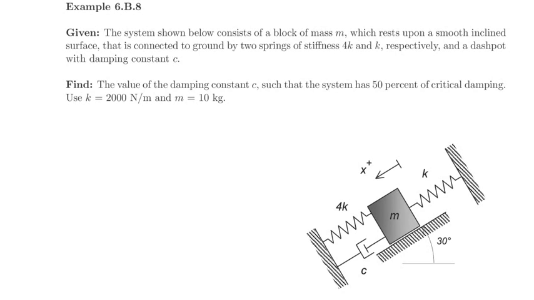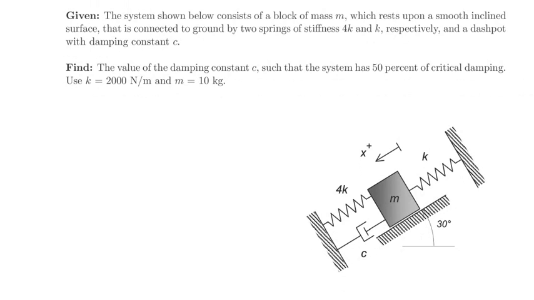Alright, well hello everybody. Here we have a simple mass spring dashpot system, and in this case the mass spring dashpot rides along a smooth inclined surface. And we're told that this block itself is connected to ground by two springs of stiffness 4K and K respectively, and that there's a dashpot of damping constant C.